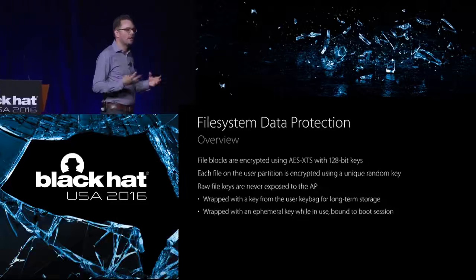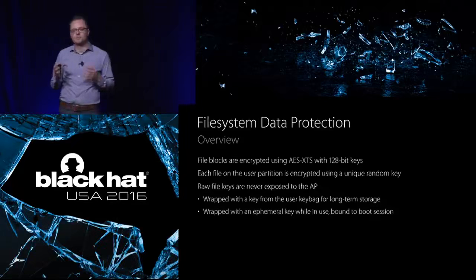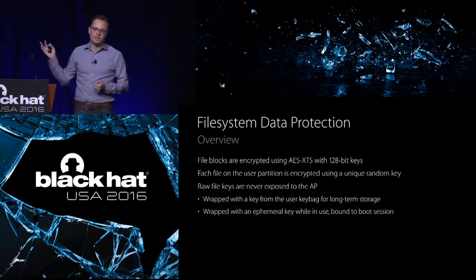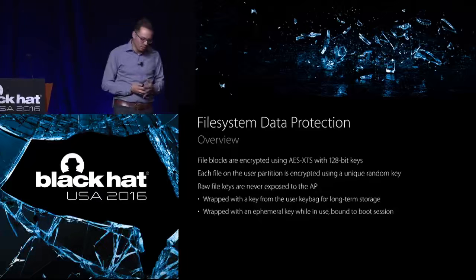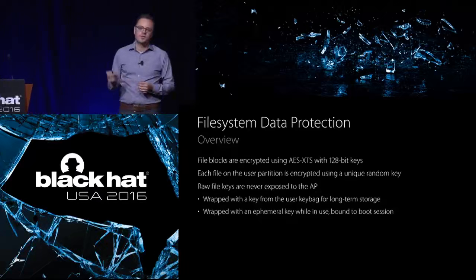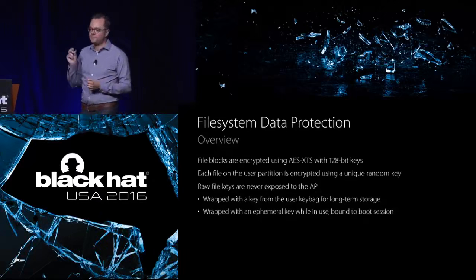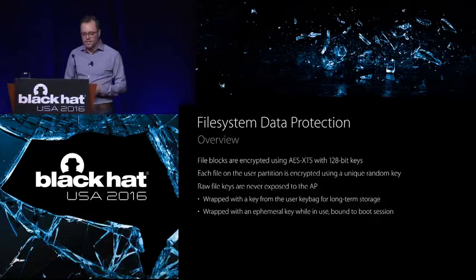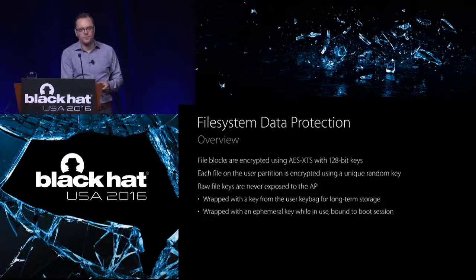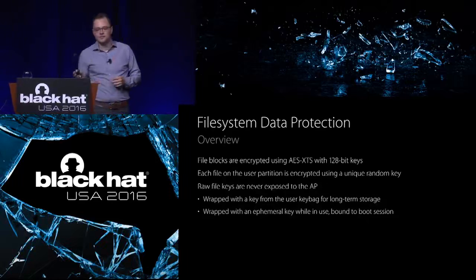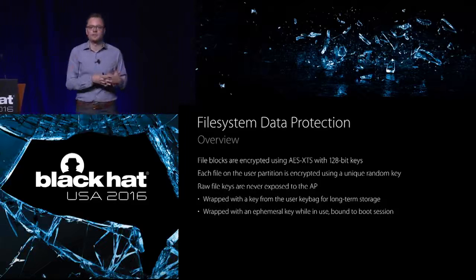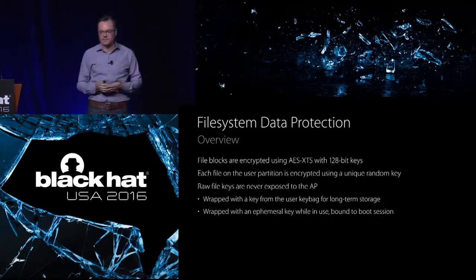So now that you understand how the keys work, the question is, how do we use this to actually protect file system data? File blocks themselves are encrypted with AES-XTS with 128-bit keys. But the thing to know is that each file actually has its own unique random key that is generated by the SEP for it. And those raw file keys are never exposed to the normal application processor. Instead, they're wrapped with a key from the user key bag for long-term storage. And remember, those keys can only be unwrapped by the SEP.